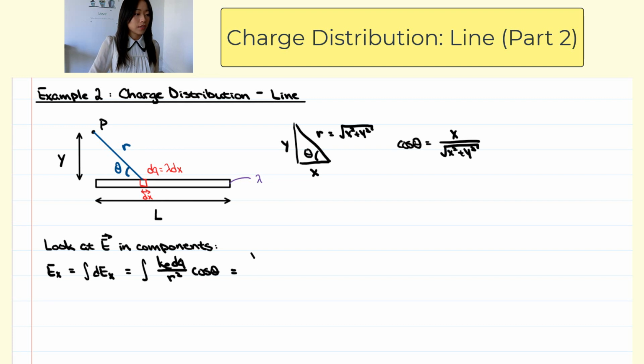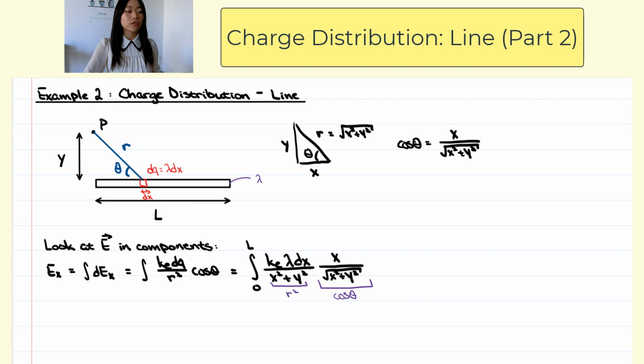So this equals the integral of Coulomb's constant, and dq is the density times dx, divided by r squared, which is x squared plus y squared, then times cosine theta. Cosine theta is x divided by the square root of x squared plus y squared. So again, the x squared plus y squared is the r squared, and this thing is cosine theta. And we are performing the integral from 0 to L. Now we have the integral set up. Then we simply need to solve this integral.